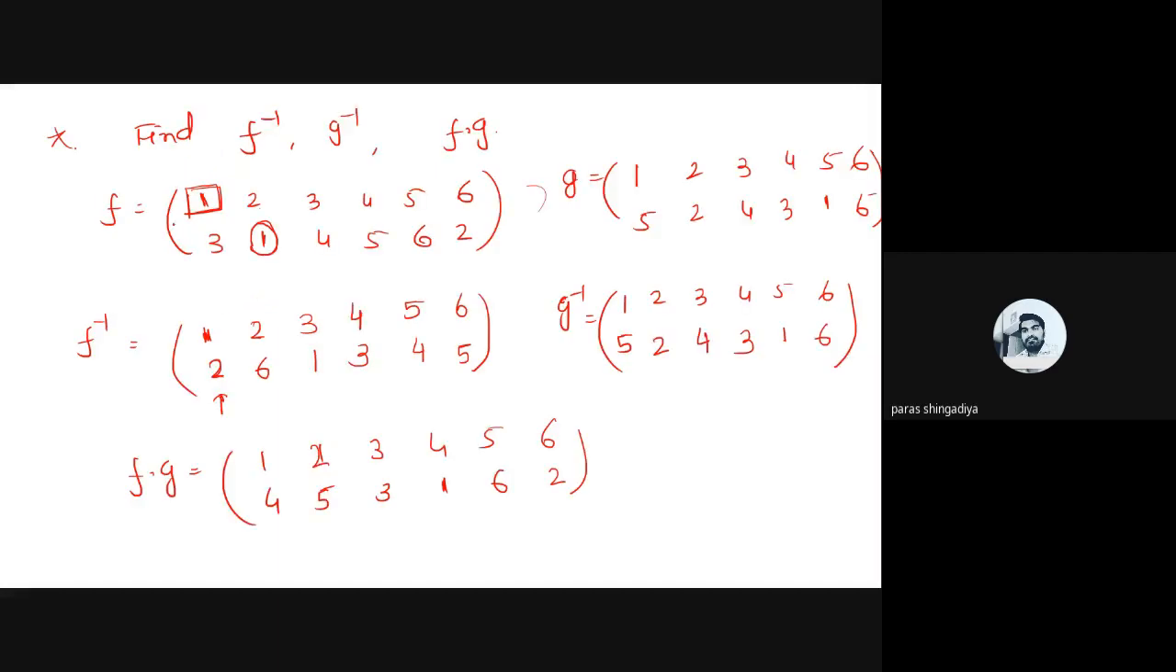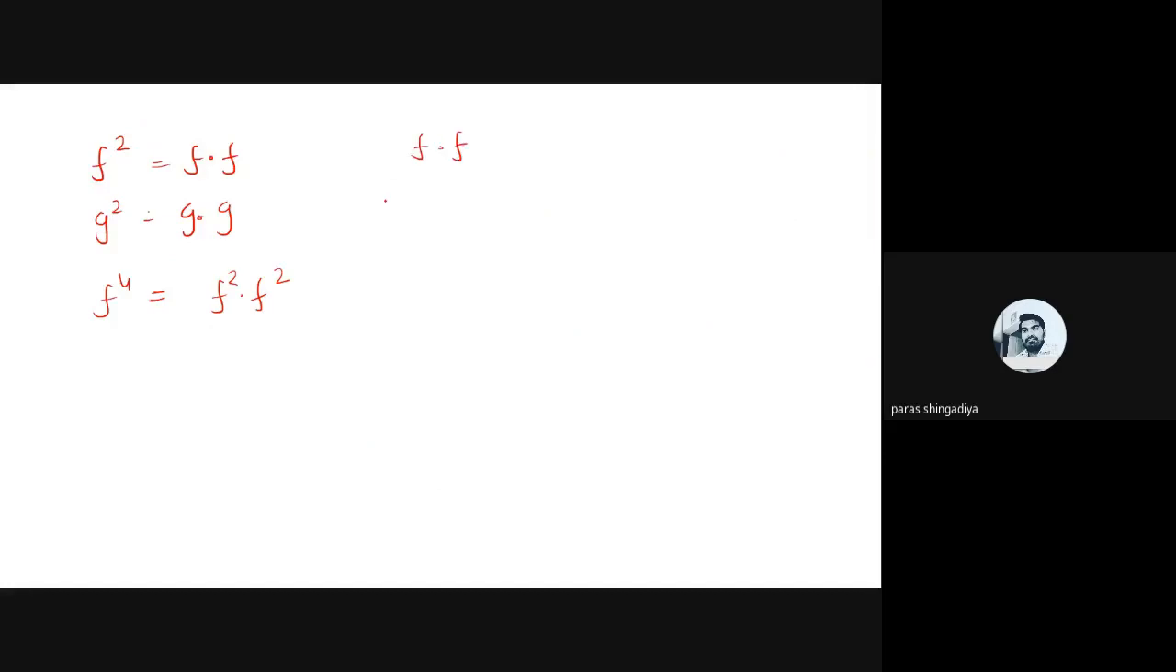And if we want to derive, for example, F square, okay, F square means F dot F, clear? Product of F dot F. Then G square means G dot G, clear? And F raised to 4, so to derive F raised to 4 it means F square dot F square, clear? For example, if we use the same data to create F square, you just consider F dot F, the product with the permutation itself, clear?